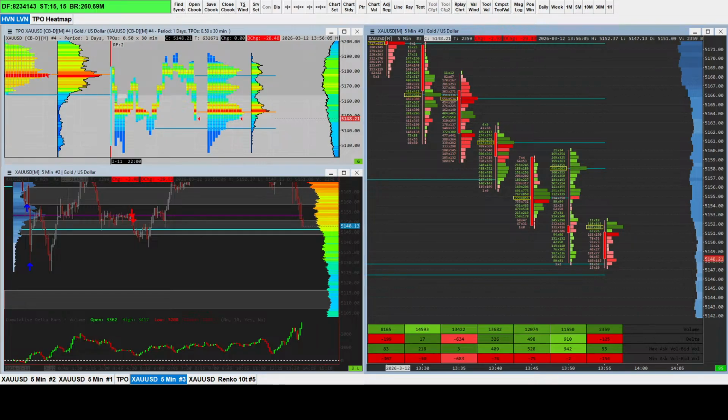Amazing. There's a low volume node we have at the bottom of the day. Oh, and look at that. Perfectly to the high volume node.